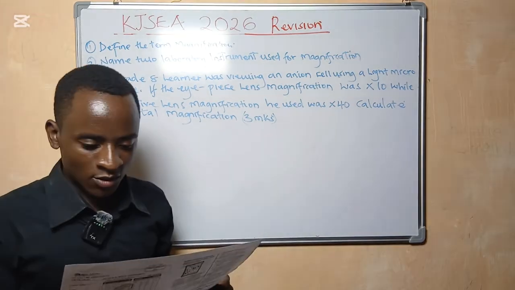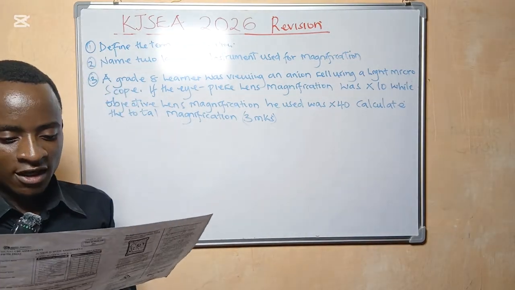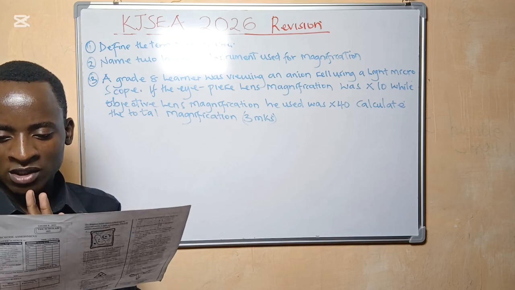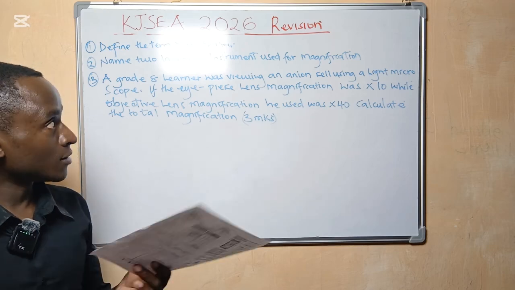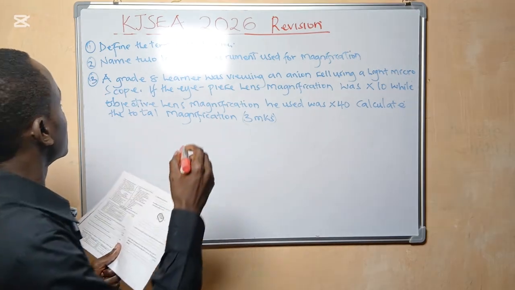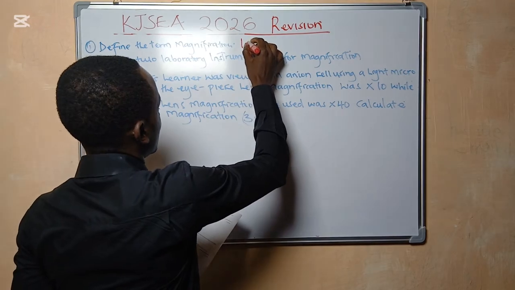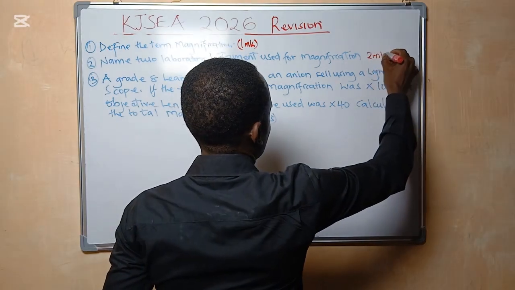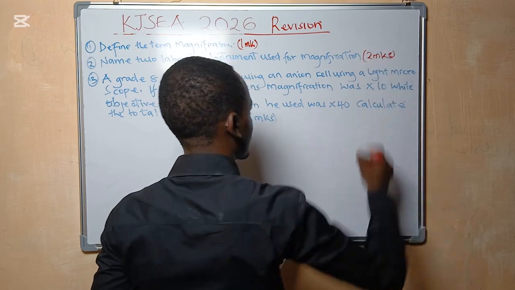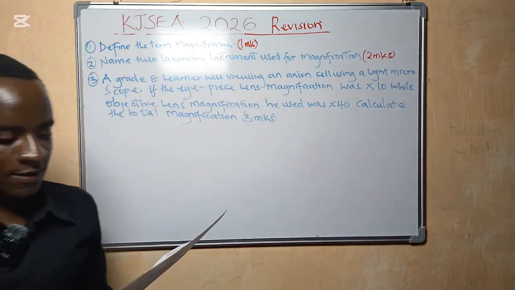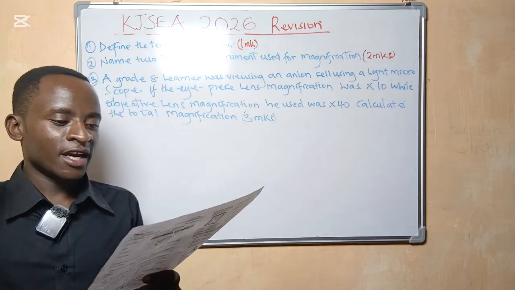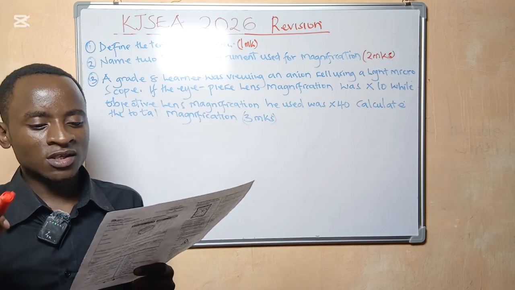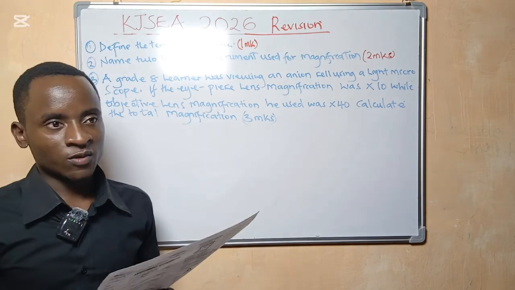So let me read the question. The first question: define the term magnification and name one laboratory instrument used for magnification. 3 marks. So definition, 1 mark. Naming the instrument, 2 marks. Adding up to 3 marks. Let me repeat the question. Define the term magnification and name one laboratory instrument used for magnification.